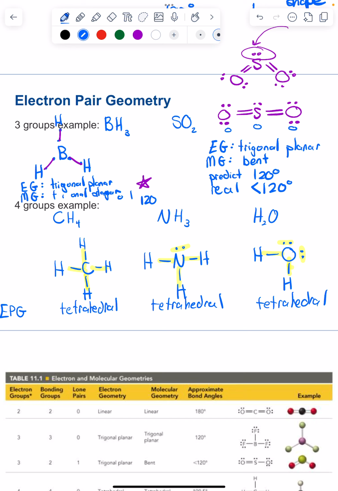And the predicted bond angles, let's see, just move that up a smidge too. So predicted angles for each of these is defined by the number of those groups. So it's 109.5. Okay.